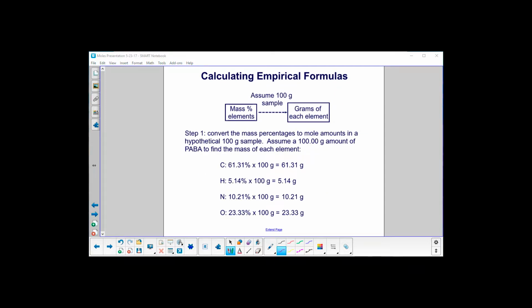Let's start with step 1, a good place to start. We're going to convert the mass percentages of the elements to mole amounts in a hypothetical 100-gram sample. Right, that's this guy right here.